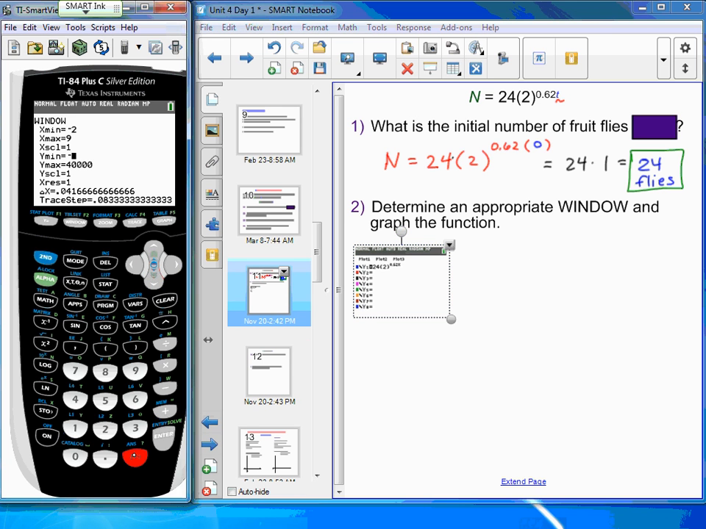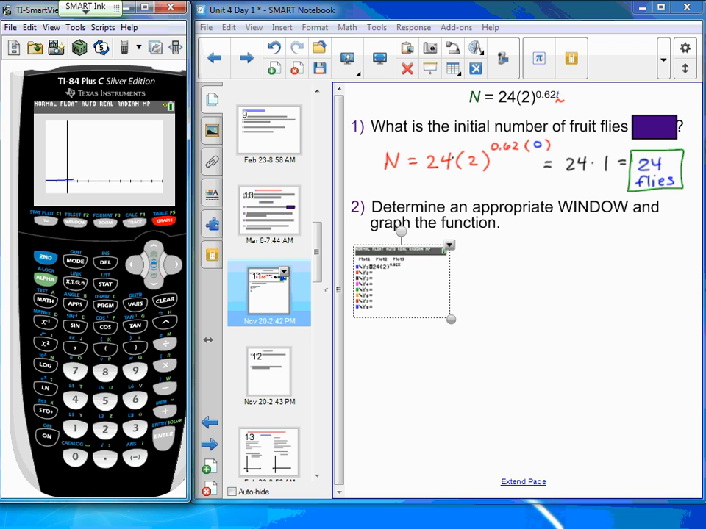Let's maybe go -200, and then let's go up to 1,000. Now, I don't know if this is a good window. I'm just going to do a guess and check and see if this is a good window. And if it is, then I'll take a screenshot of it.